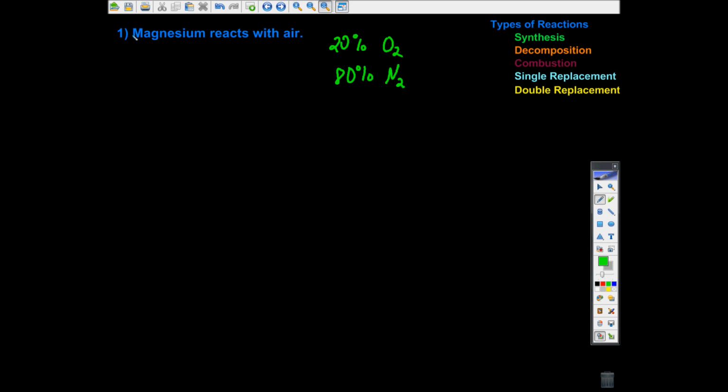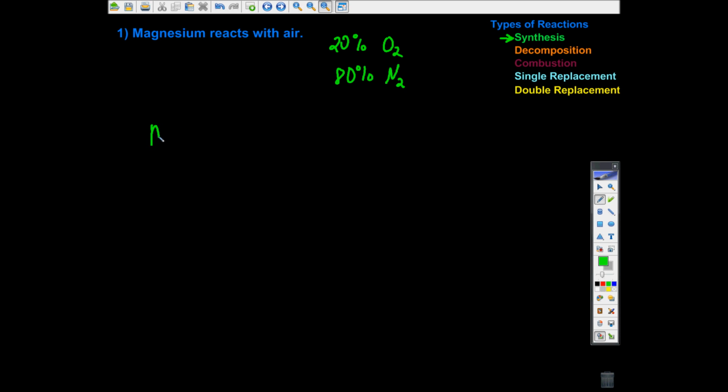So in this case you have a pure element that can react with another pure element of oxygen gas or this pure nitrogen gas. And I say pure, I know they're in a mixture, but when magnesium reacts with them, magnesium will react with the oxygen and it will also react with the nitrogen. So when you're looking at two elements combining, generally speaking, you are going to have a synthesis reaction.